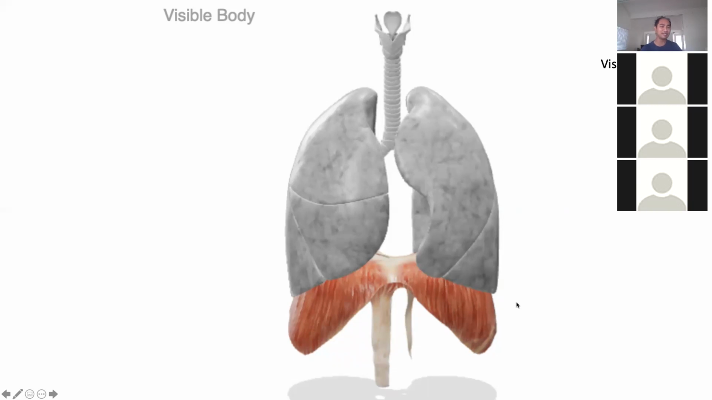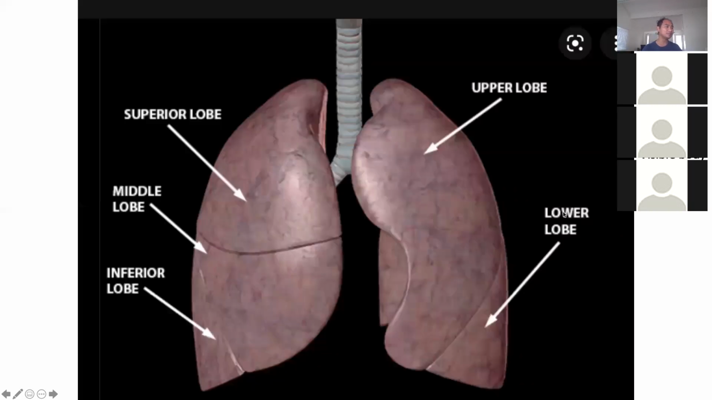So look at the lungs again. Look at the right side of the lung and the left side of the lung. You can see the cardiac notch. On the left side, we only have 2 lobes, upper and lower, separated by the oblique fissure, going obliquely. On the right side, we have the oblique fissure, and we also have the horizontal fissure. Therefore, we will have 3 lobes.